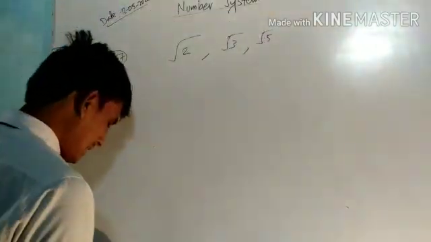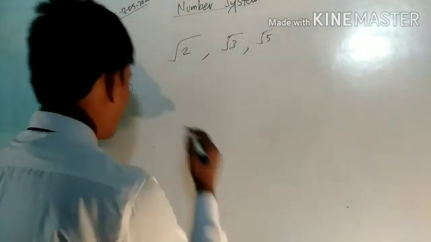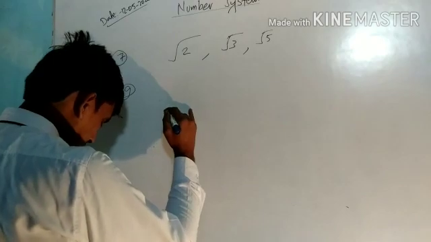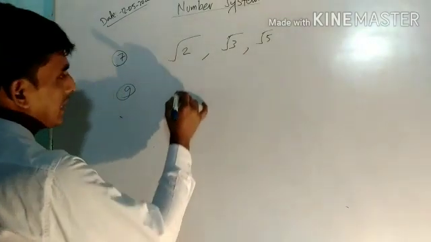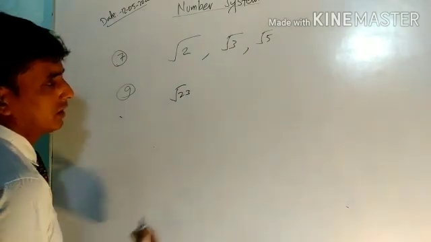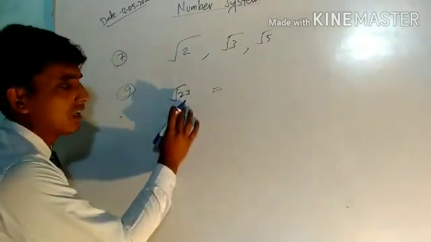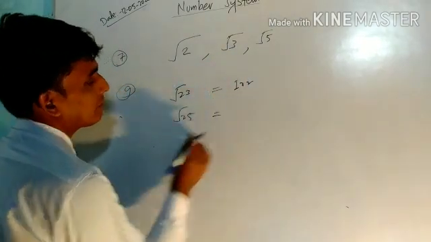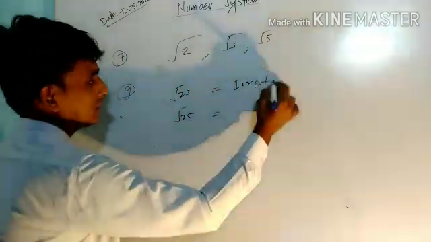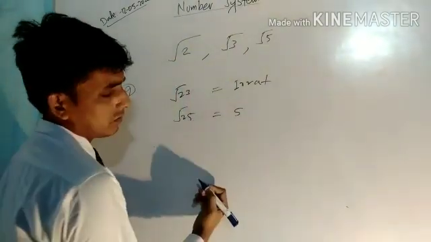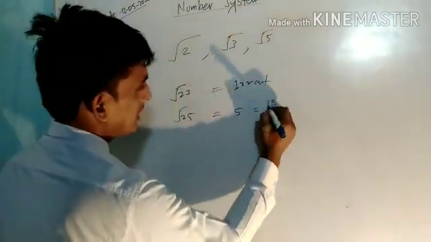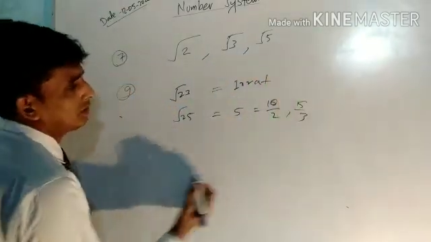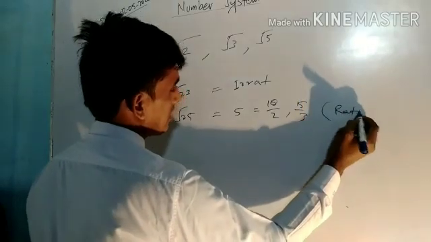Now the next question, the last question of this chapter. Classify the following. Question number 9. Classify the following numbers as rational or irrational. Root under 23 is irrational because 23 is not a perfect square. Similarly, root under 25 is not irrational because it is a perfect square, and the value of root under 25 is 5, and 5 can be written as 10 by 2, 15 by 3. So it can be written in the form p by q. So this is a rational number.